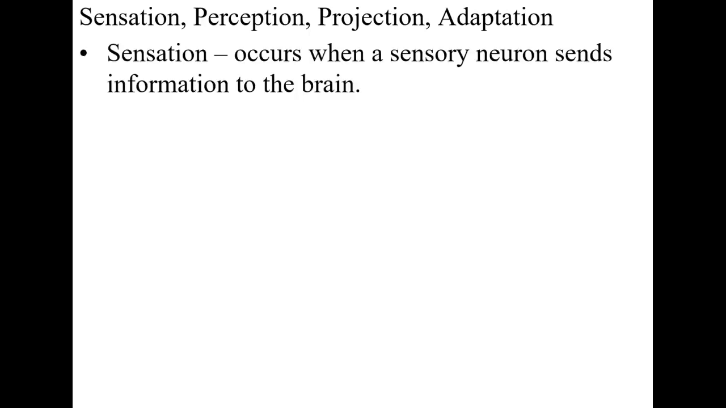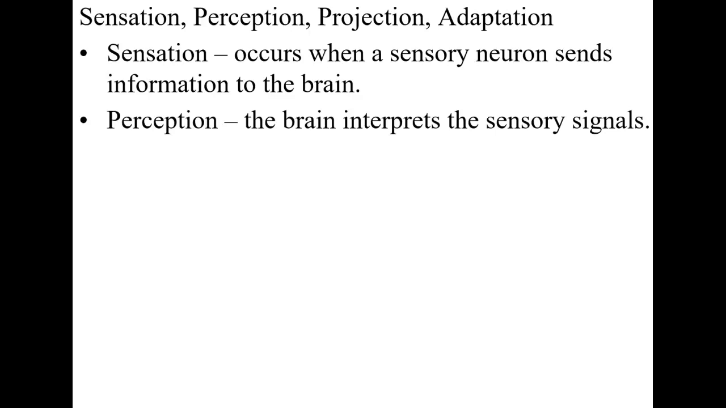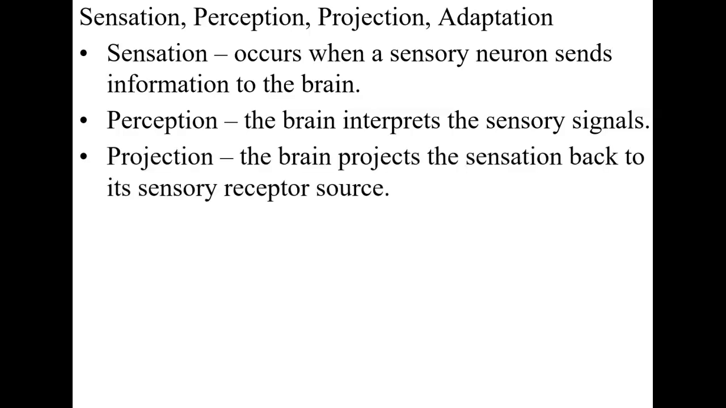So let me go ahead and define a few words when we talk about senses: sensation, perception, projection, and then adaptation. Sensation is a word that we use when a sensory neuron sends information to the brain. So sensation occurs all throughout our body, through the visceral organs, and that information is sent to the spinal cord and eventually to the brain. When that information reaches the brain, the interpretation of the sensory signals is considered to be perception, and then projection is what the brain does, where it sends back to the sensory receptor source the feeling of the sensation.